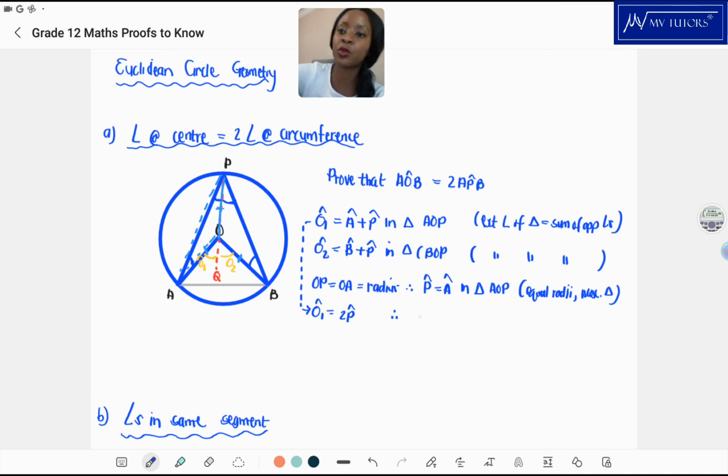Then we can say O1 is equal to 2P, and we can say the very same thing for O2. So O2 is also equal to 2P. Why? Because we said that O2 is equal to B plus P, and B is equal to P because of the equal radii, isosceles triangle.